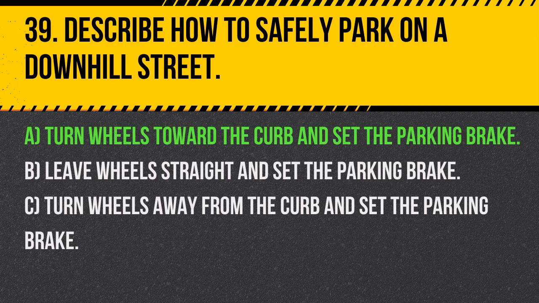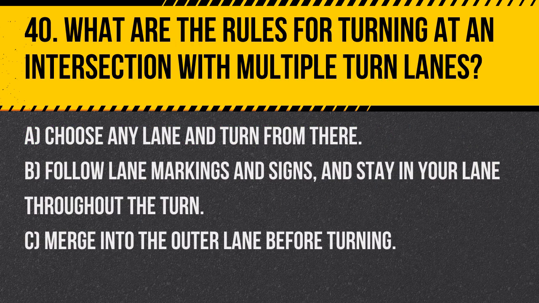Answer: A. Turn wheels toward the curb and set the parking brake. This prevents the vehicle from rolling into traffic if the brakes fail. Question 40. What are the rules for turning at an intersection with multiple turn lanes?